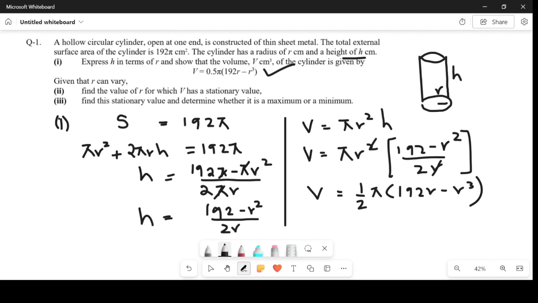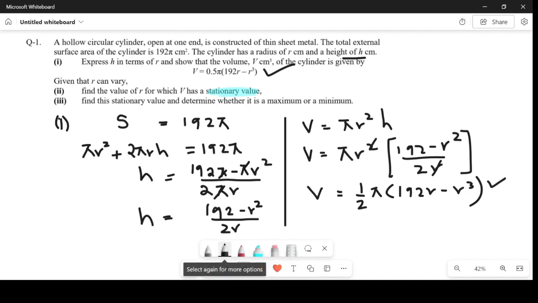So the first part is done. Given that r can vary, find the value of r for which volume has a stationary value. Okay, so if the volume has a stationary value, that means it's maybe a maximum or a minimum. Let me show you what they mean.